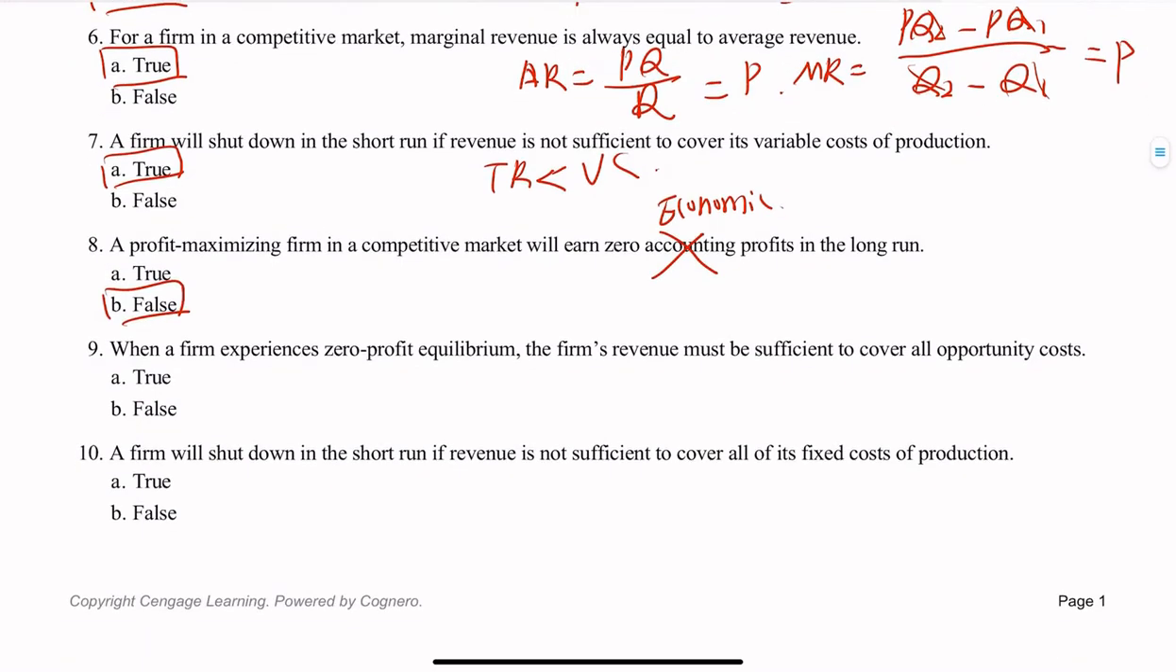9th, when a firm experiences zero profit equilibrium, the firm's revenue must be sufficient to cover all opportunity cost. So here we know that there is zero profit. Essentially, it means total revenue minus total opportunity cost equals 0. So obviously, revenue equals opportunity cost. This is equivalent to saying revenue is sufficient to cover all opportunity costs. So the statement here is correct.